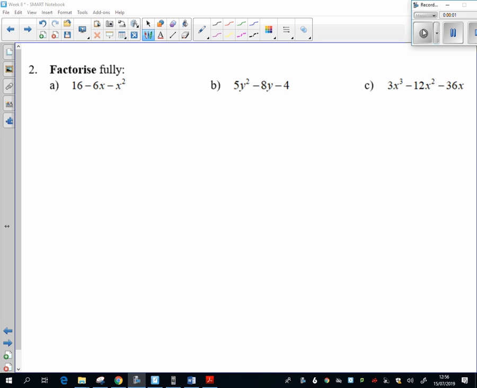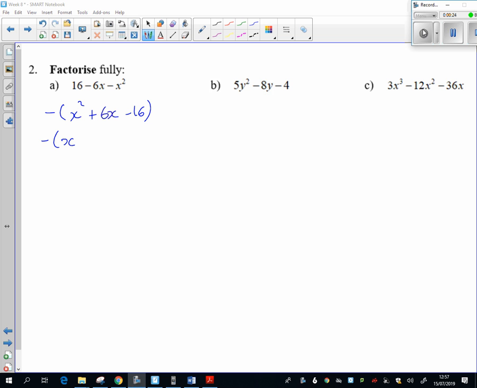So for this question, I need to factorise. So all I can do for A, to make it maybe a little easier, is take out a -1 as a common factor. So if I do that, the minus x squared becomes x squared, minus 6x becomes 6x, 16 becomes minus 16, and then I just need to factorise that positive x squared quadratic.